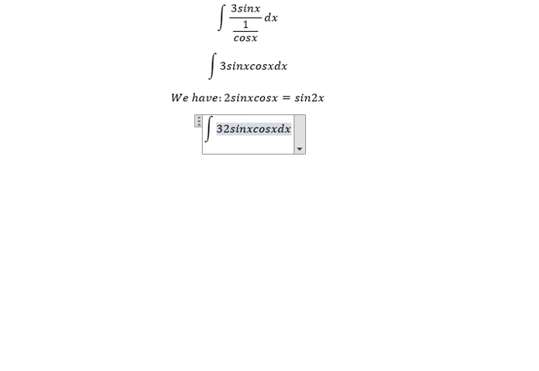Next, we know that 2 sine x cosine x equals sine 2x. So we multiply with number 2, then we divide with number 2. Two sine x cosine x, we change to sine 2x. We put number 3 outside.